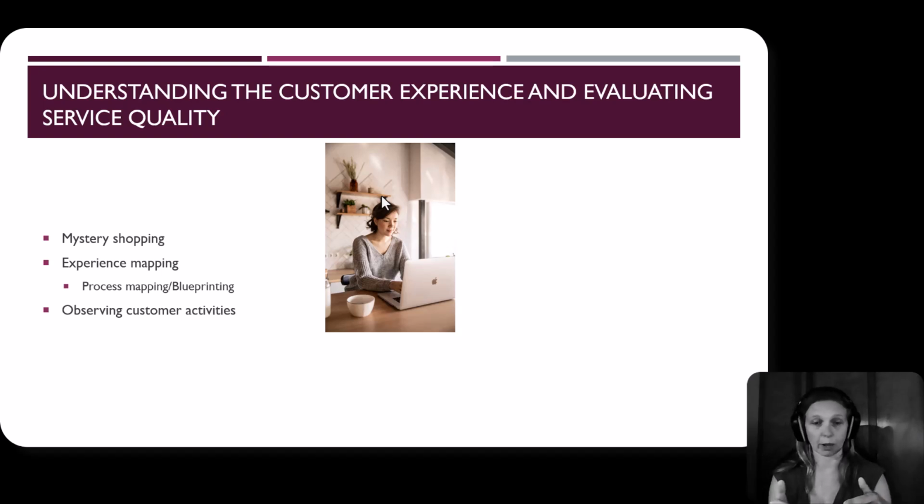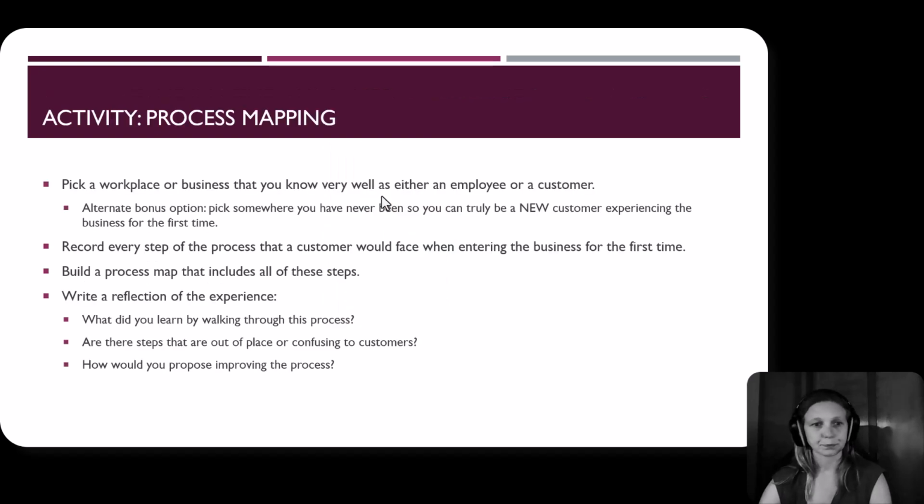So some ways that we can go about that are through mystery shopping, where we hire someone to come in, experience what a customer would experience, and then rate the experience. We can do experience mapping. We can do that ourselves, or we can have someone with a little less bias come in and do it. If you took services marketing with Michelle Judd, you would have done this through process mapping or blueprinting. There's going to be an assignment in this chapter for you to do this. And then you can also observe customer activities. You can also ask them.